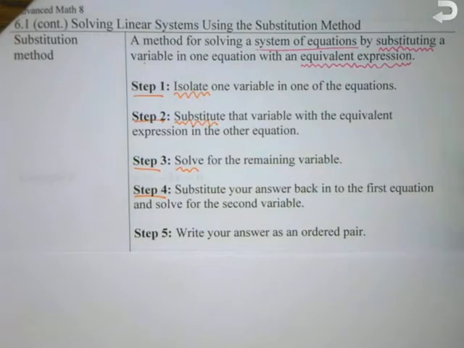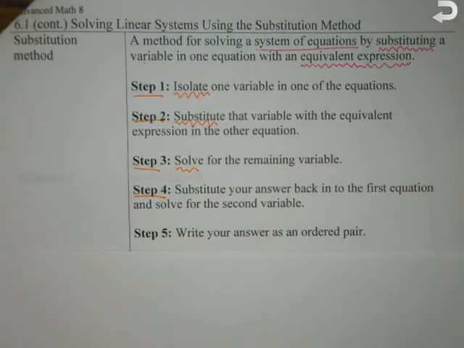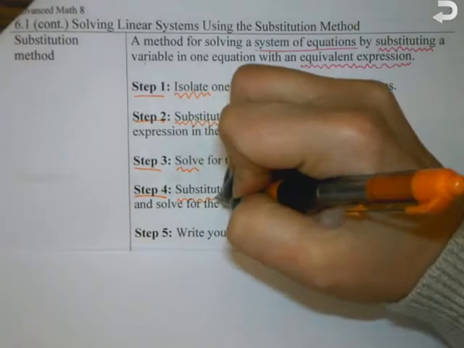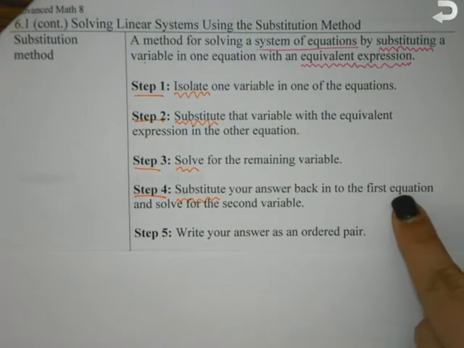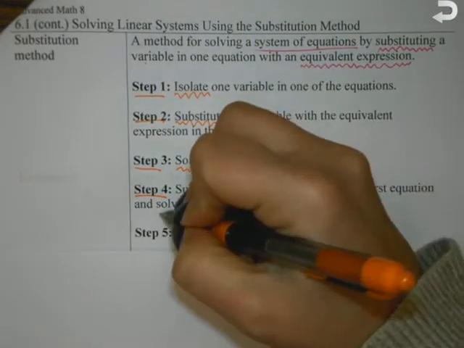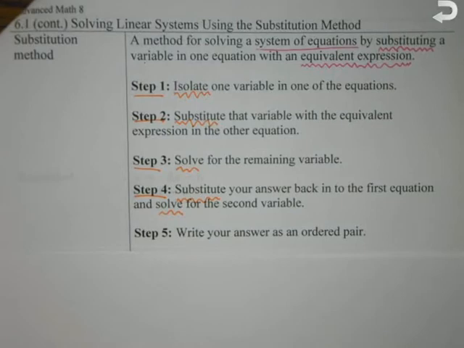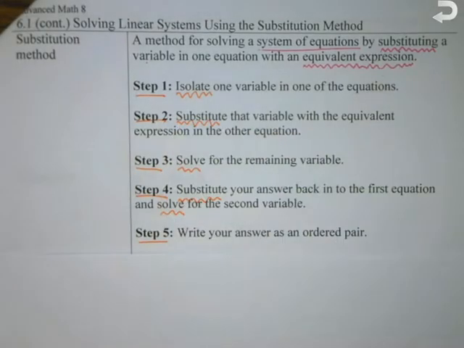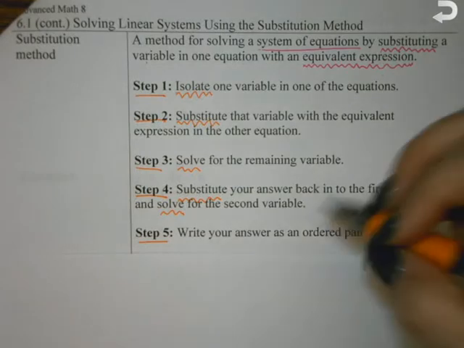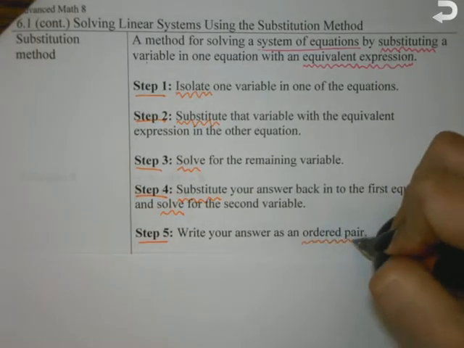Step 4, after you have solved, so remember how in our AO today we plugged in the expression and then we solved for either x or y depending on what we were left with? Today, to finish the substitution method, you will have to substitute your answer back into the first equation, so that way you can solve for the second variable. And then you will have an x and a y. So step 5, you will write your answer as an ordered pair.